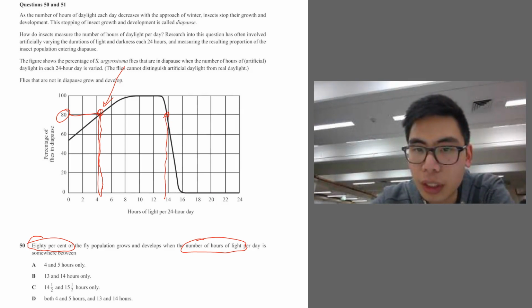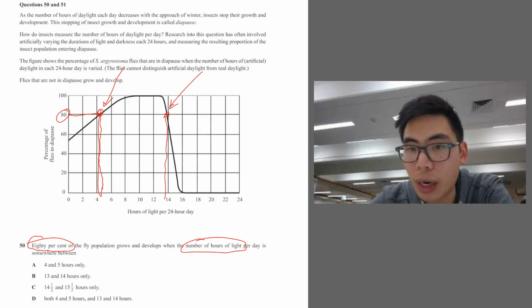Okay, then there's 13 to 14. And again, that would be pretty enticing because there is a point there which is around the 13 to 14 hour mark. And D, this is probably what a lot of people would choose, both 4 to 5 and 13 to 14, because there are two occasions where it's actually 80%. However, options A, B, and D are wrong.